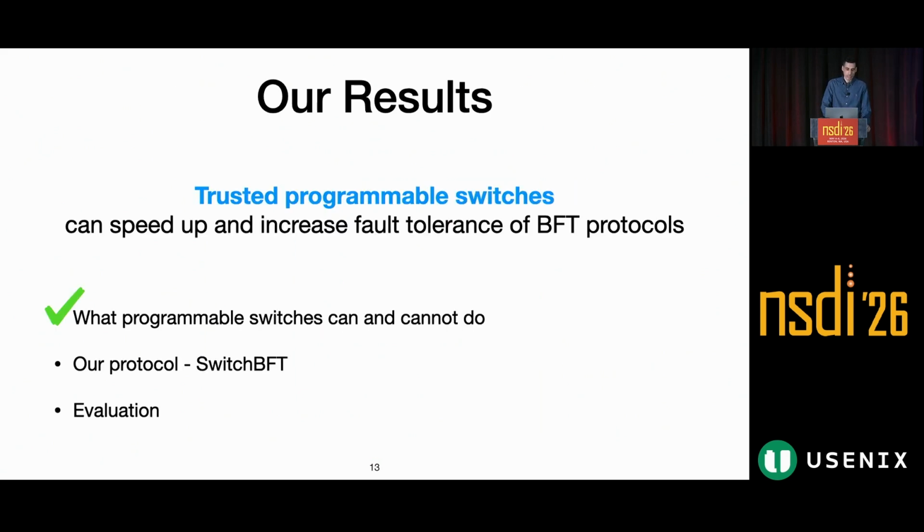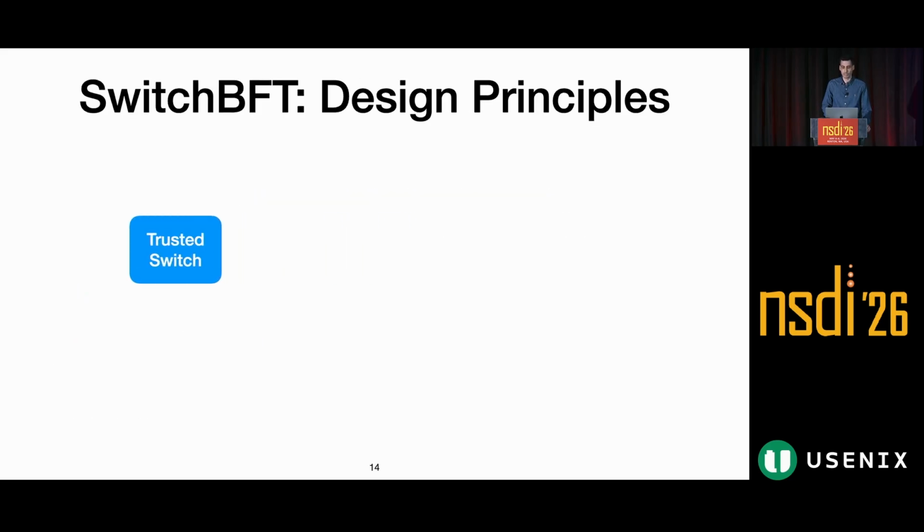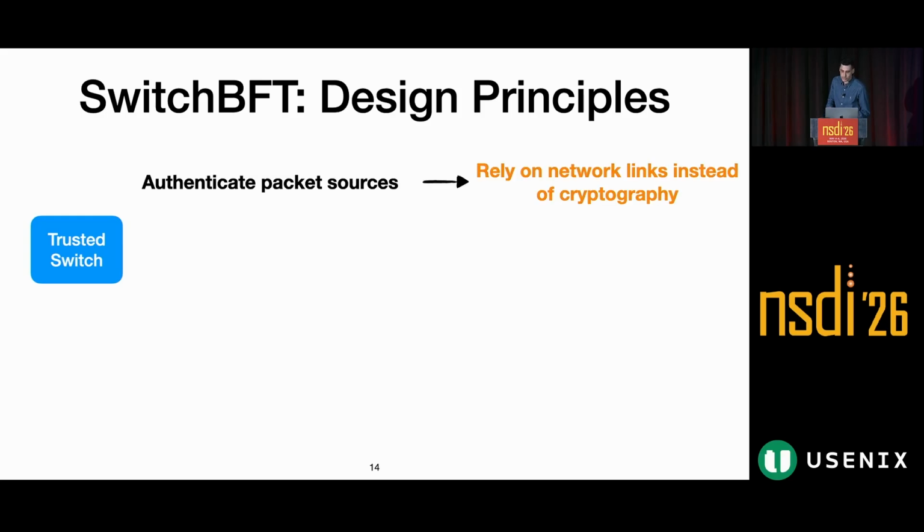So what can a trusted switch do for us? In SwitchBFT, the trusted switch is doing the following. First, it authenticates the source of a packet, but instead of relying on cryptography, we rely on network links, meaning that when a packet comes in a specific ingress port, it is obvious to the switch that the source of this packet has to be the physical server that is directly connected to that port.